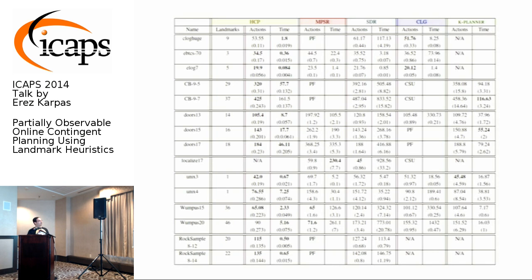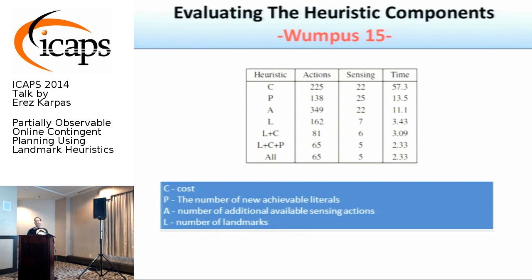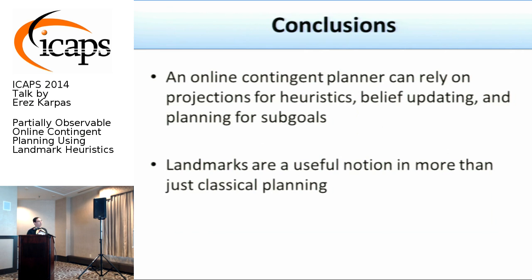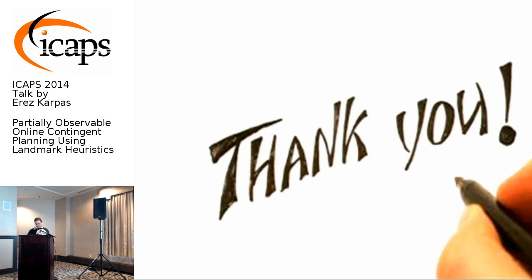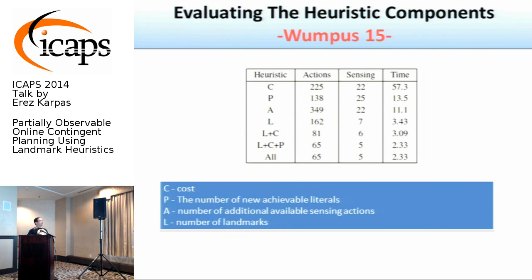Now, we also analyzed the effect of the individual components of the heuristic. This is what you get on one problem, the WUMPUS 15, where you use only the landmarks. Remember that the heuristic has a tie-breaking thing. So if you use only the landmarks, you basically get most of the performance that you get using landmarks plus the number of additional sensing actions plus the number of achievable literals plus cost. So the landmarks really give you the most information here, I would say.